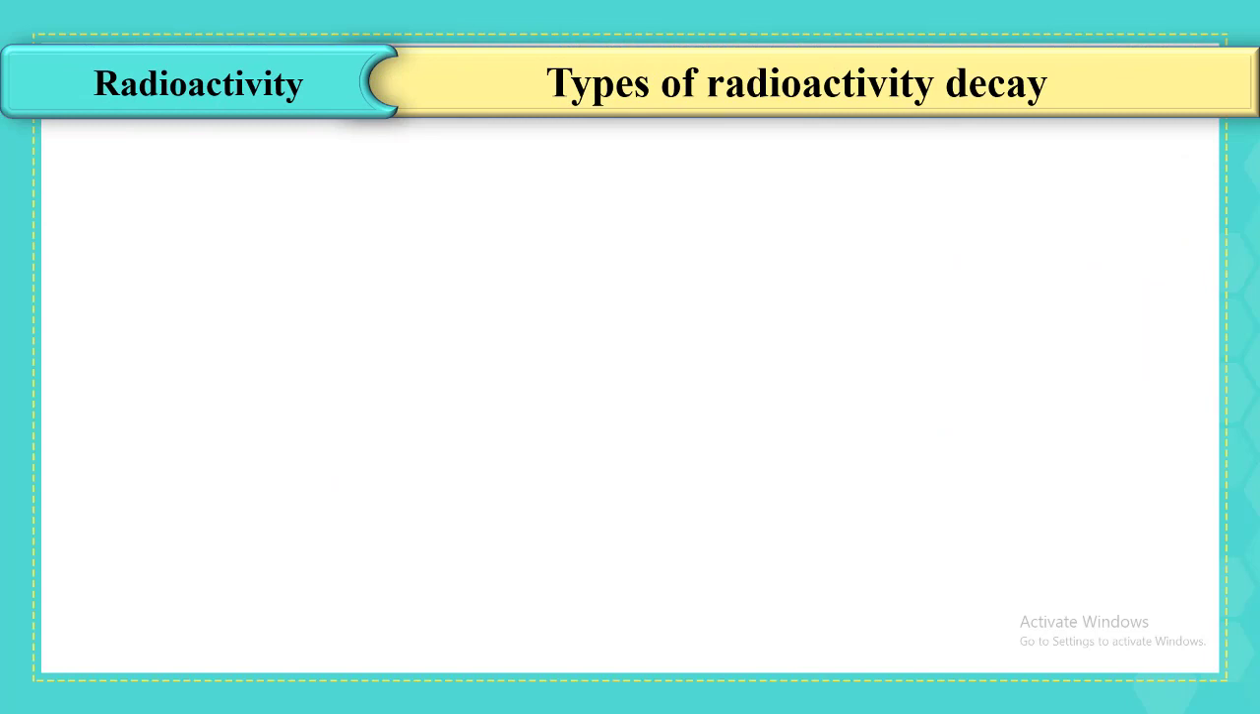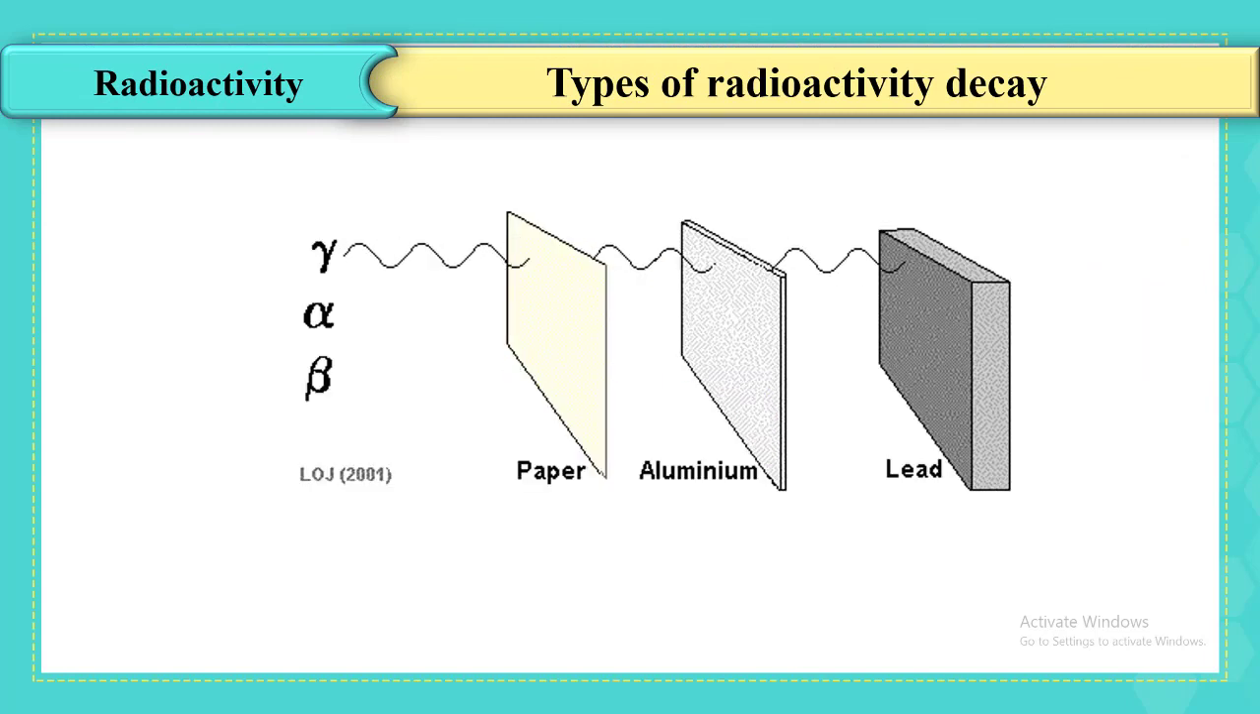In this slide, we discuss the penetrating power of each ejected particle or emitted radiation. It is clear that the gamma radiation has the highest penetrating power because it penetrates the three walls: paper, aluminium, and lead. This high penetrating power arises from the characteristics of the gamma, since it is massless and uncharged, and also it propagates with the speed of light.